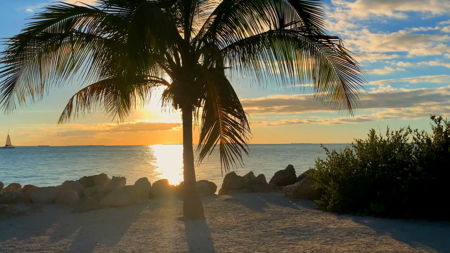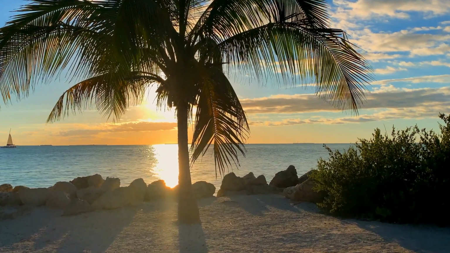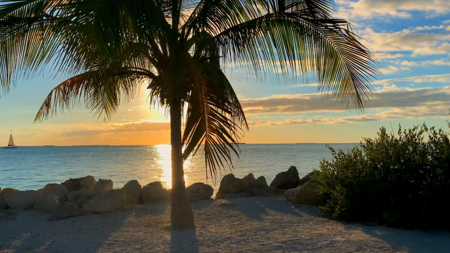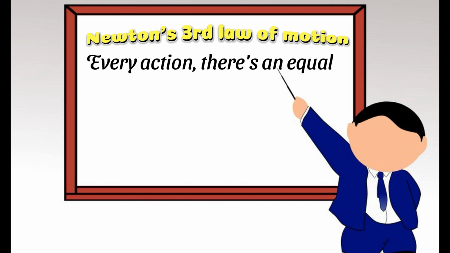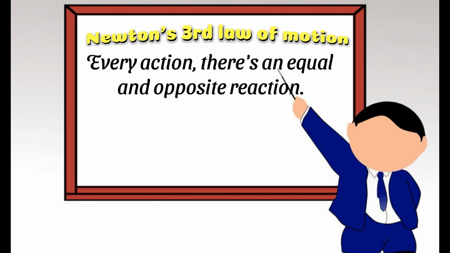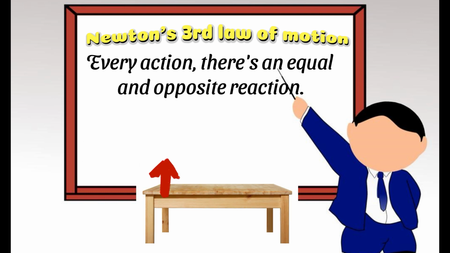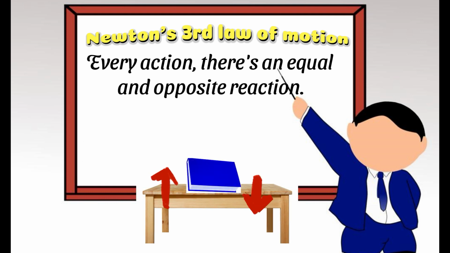In the big picture of physics, there's a super important idea that helps us understand how forces work in the universe. It's called Newton's third law of motion. This law says that for every action, there's an equal and opposite reaction. If an object A exerts a force on object B, then object B must exert a force of equal magnitude and opposite direction back on object A.